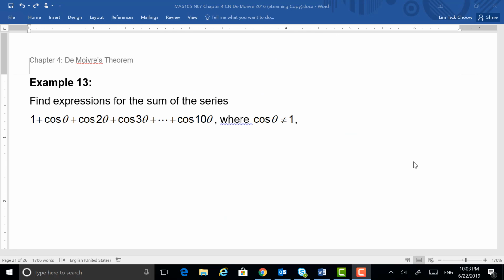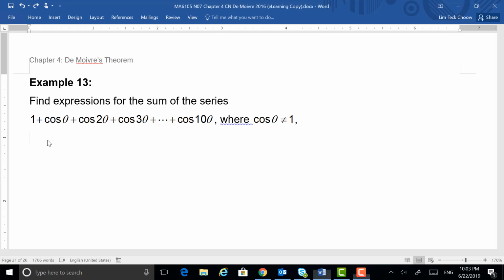Now let us move into our first example, Example 13. What we have here is an attempt to find the sum of a series that comprises a lot of cosines. If we were to try to find the sum of this series, chances are you are likely to break this up. These are multiple angles. You are likely to break them up into single angles, such as 2 cosine squared theta minus 1, and to break this out into a single angle as well, and so on and so forth.